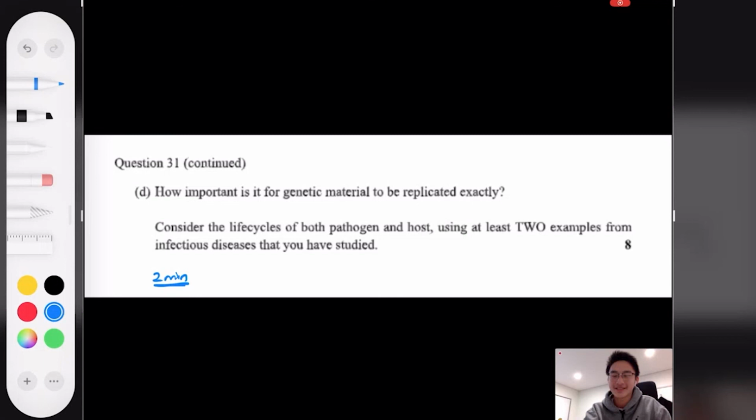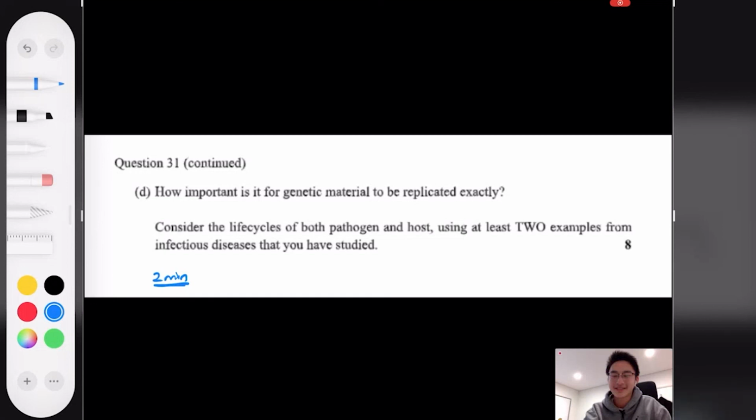The judgment. So I said it wasn't important. Interesting. So it's not important for the pathogen and the host? For the pathogen. Okay. Now, remember, Maya, do you only have to talk about the pathogen, or do you need to talk about the pathogen and the host? The pathogen and the host.